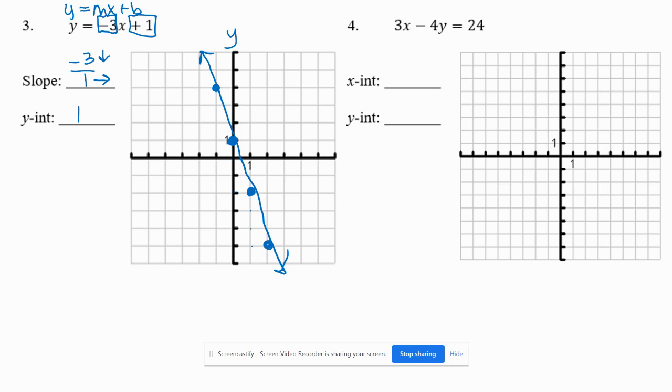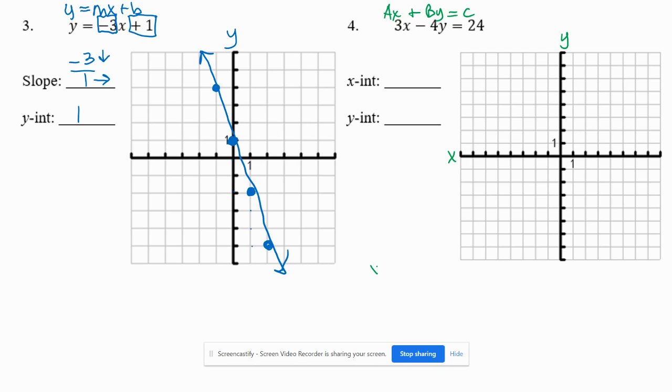The next equation, 3x minus 4y is equal to 24, is in what we call standard form. So that's ax plus by equals c. For this one, you just need your x-intercept and your y-intercept, okay? This is drastically different than the one we just did. So for this one, I want to know where it crosses the x-axis and then where it crosses the y-axis. Once I find those two values, I can plot them and then connect them.